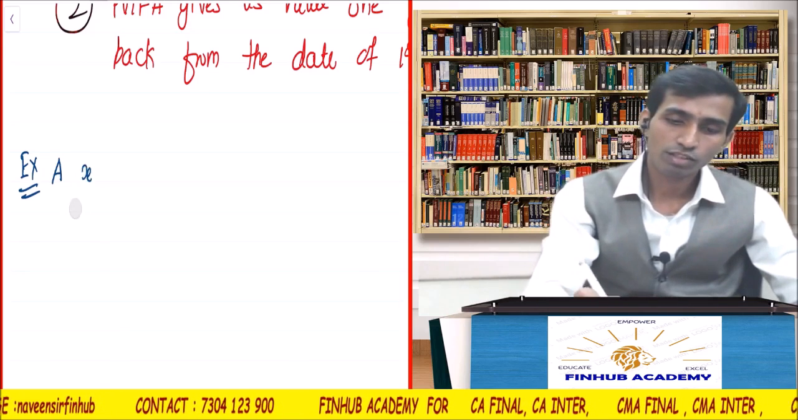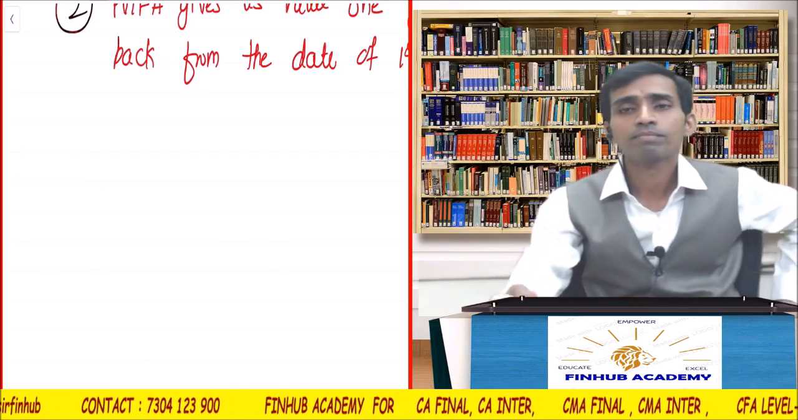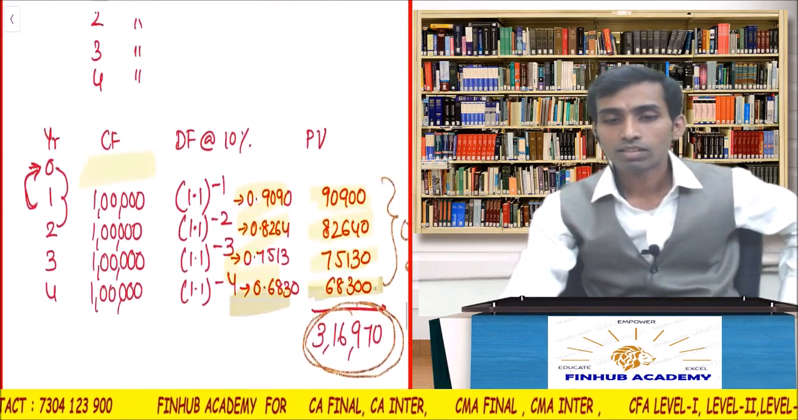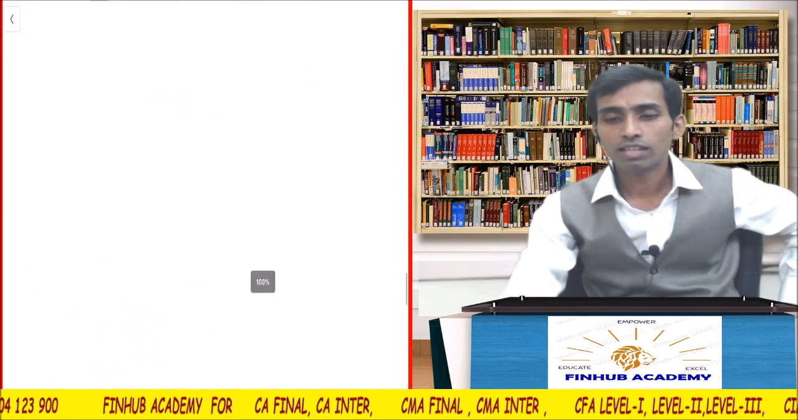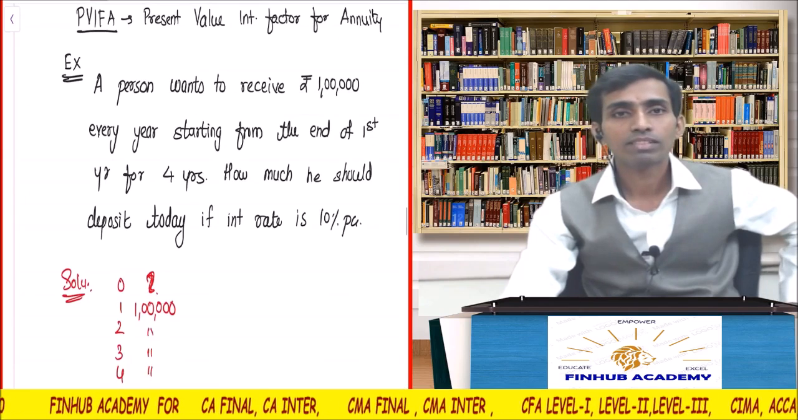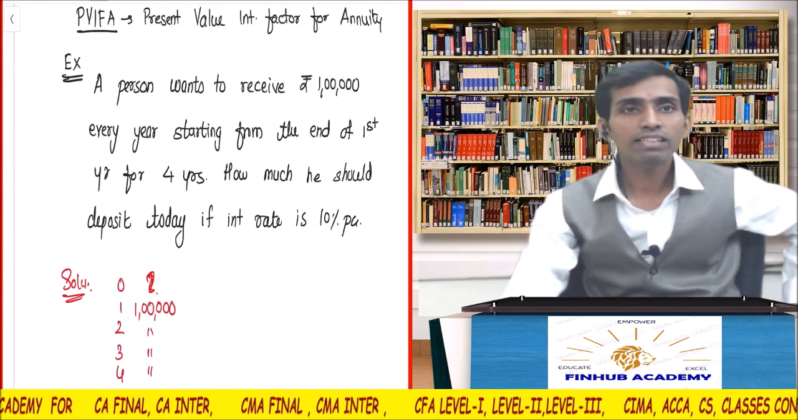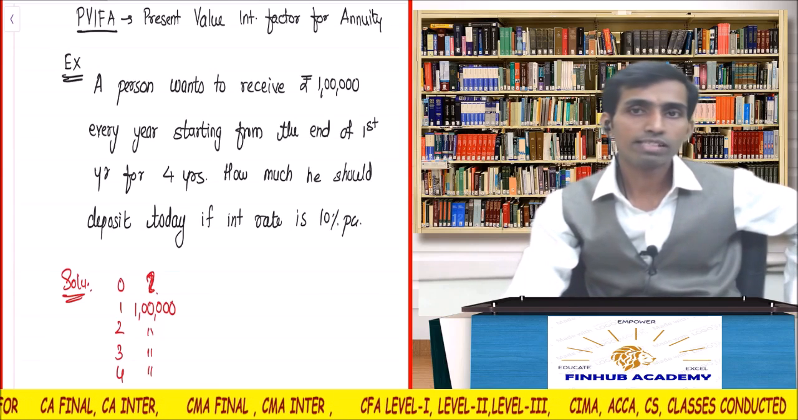Let me explain first. Before going to the question, wait. Let me explain the logic behind this. See, what was the question? A person wants to receive 1 lakh every year, correct? Starting from the end of the first year for 4 years.